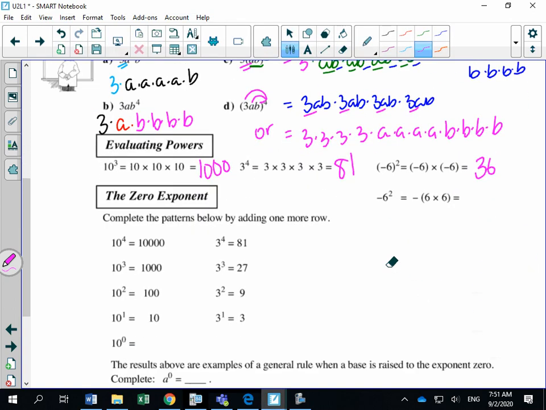This one here, I'll just sort of show you what this really is. This is really, that negative is -1 times 6 squared.